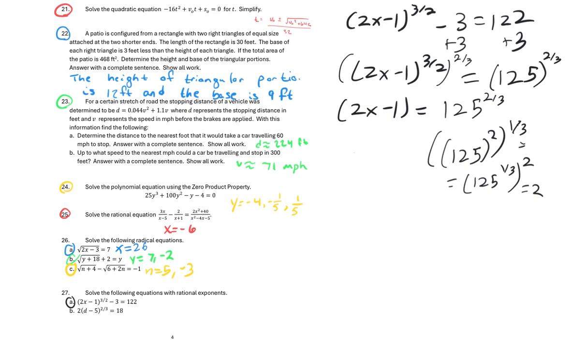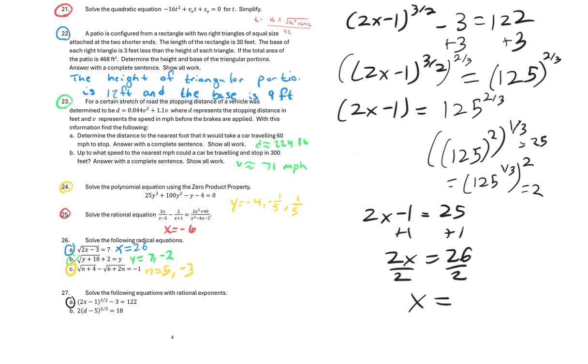So now we're going to have 2x minus 1 is equal to 25. Add 1 on both sides. 2x is equal to 26. Now we're going to divide both sides by 2, and we'll have x is equal to 13.